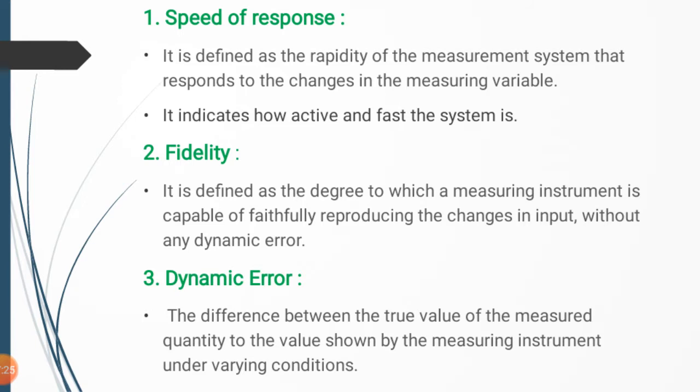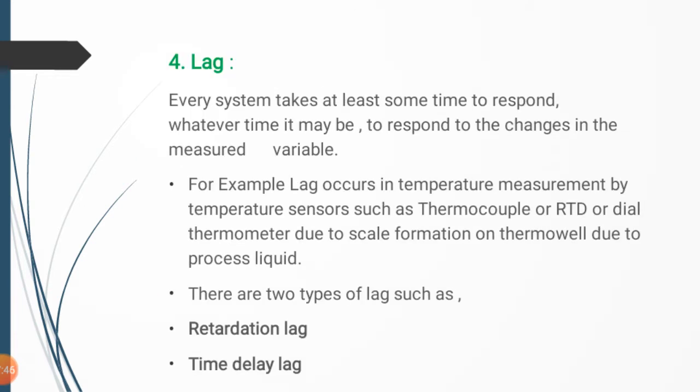Now the speed of response and the fidelity come under the desirable characteristics, and the second type of dynamic characteristic is the undesirable one, which again has two parameters, that is the dynamic error, and the next one is the lag. So this is the dynamic error. Now the next one is the lag.